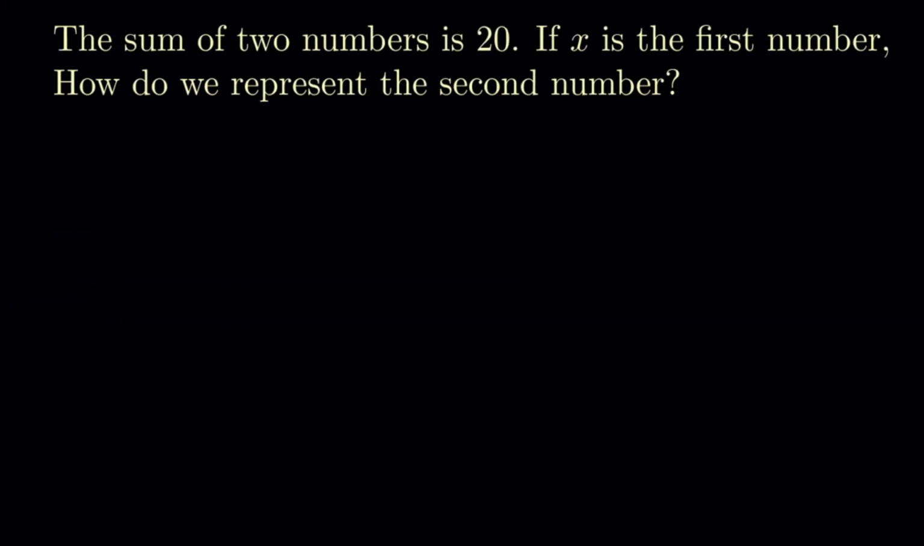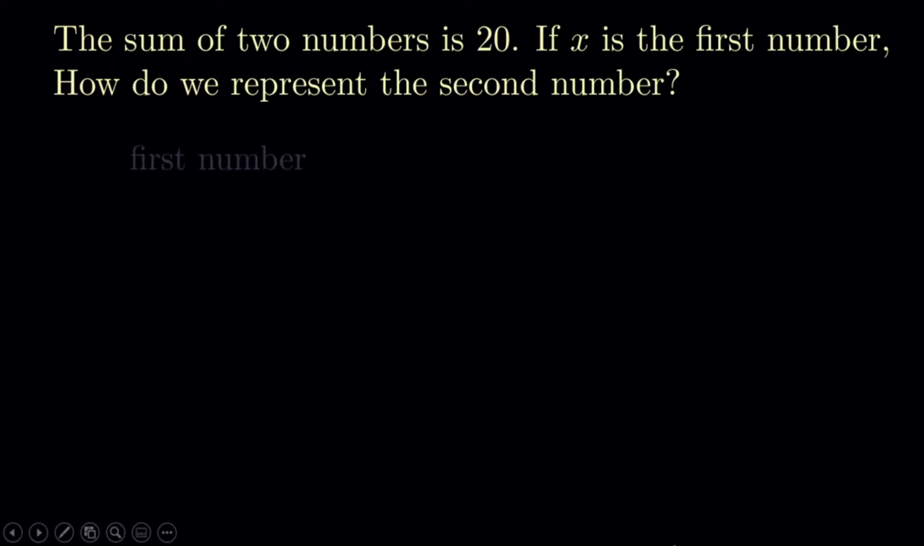Okay, so today we're going to learn solving word problems involving quadratic equations. But before that, let's review first how we represent unknowns in a word problem. Okay? So, it says here, the sum of two numbers is 20. If x is the first number, how do we represent the second number?